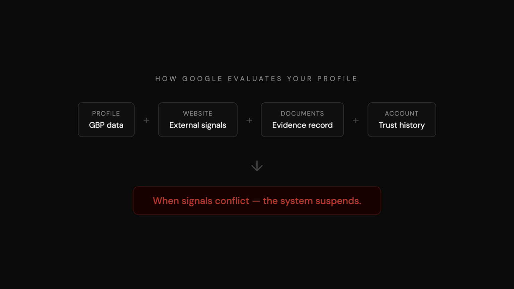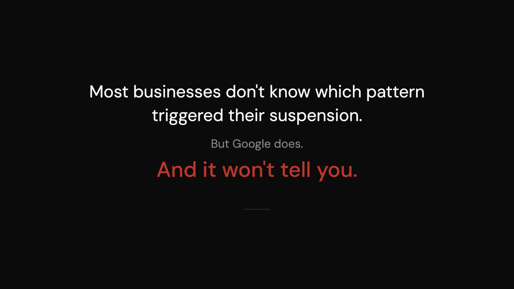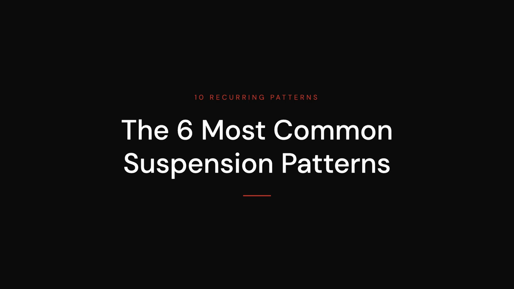Most suspensions fall into one of 10 recurring patterns. Most businesses don't know which pattern triggered their suspension, but Google does, and they won't tell you. So now we will see 10 recurring patterns that trigger Google Business Profile suspensions, and we will see the 6 most common ones and understand how they work.